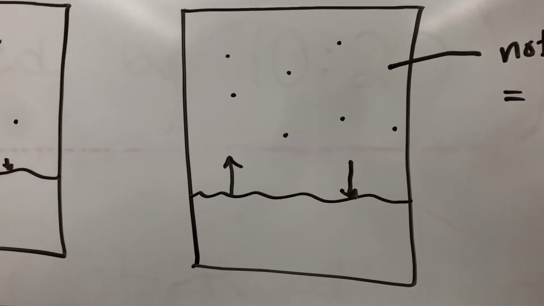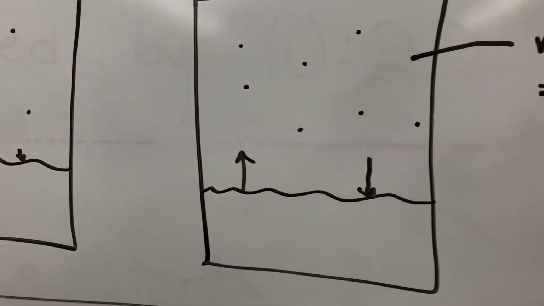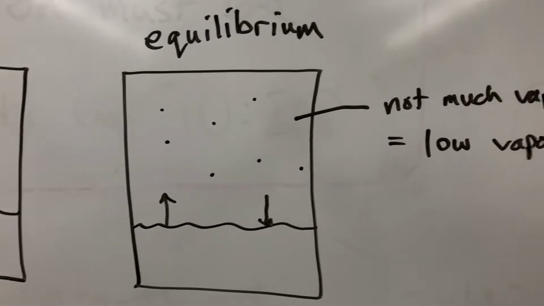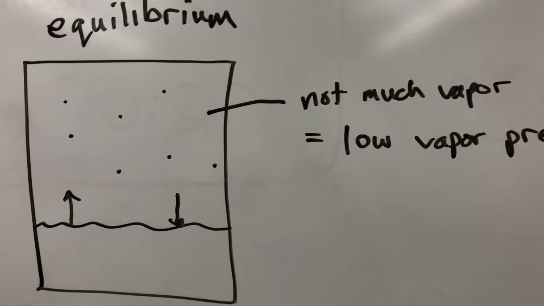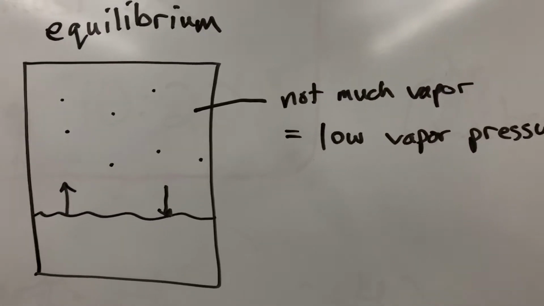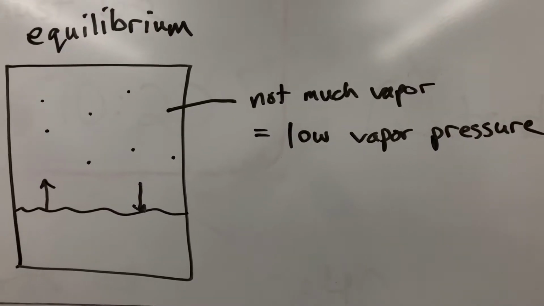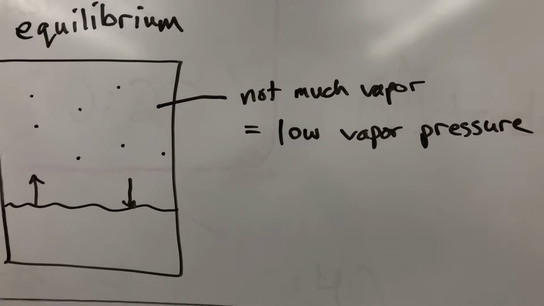Once those rates are equal, there won't be any more change in the total amount of vapor there. We have reached a state of equilibrium. The vapor up in there now exerts a pressure. Because there's not a lot of it, the equilibrium vapor pressure of that liquid is fairly low.